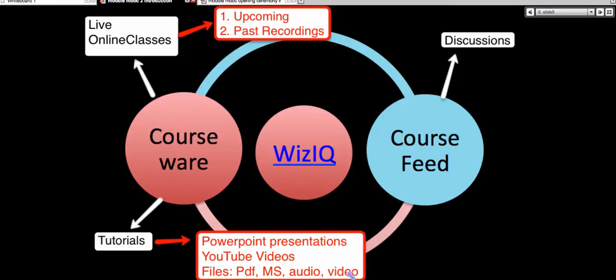Audio files and video files, okay, separately. These will appear under courseware, and that's where you're going to get a chance to get them. In addition, there's the course feed. The course feed consists of discussions. And what's interesting here on WizIQ is that the discussions are under the courseware as well.